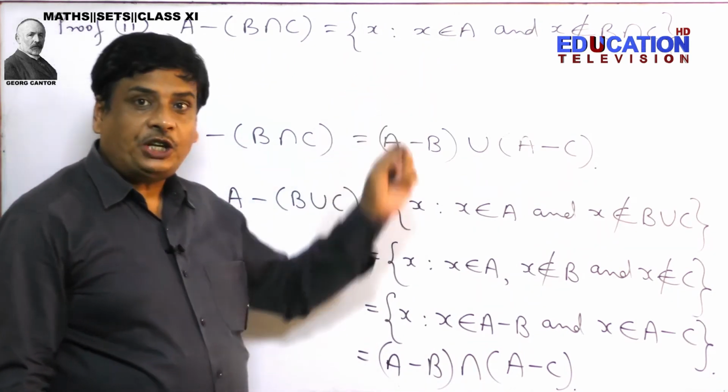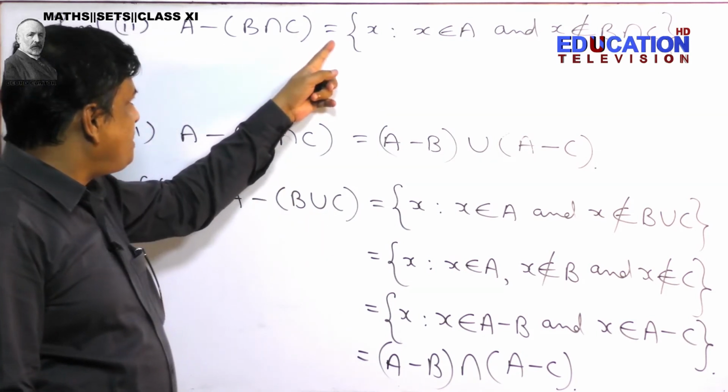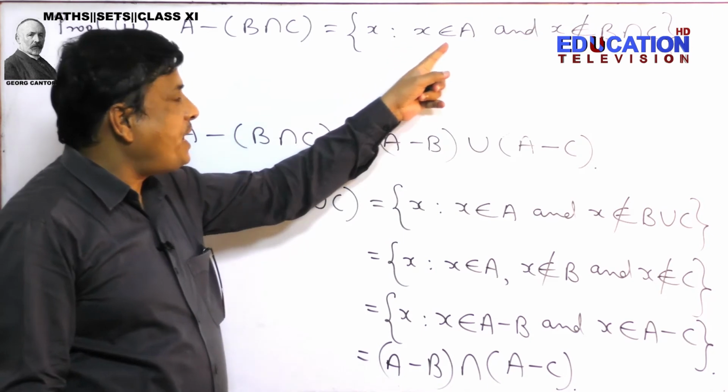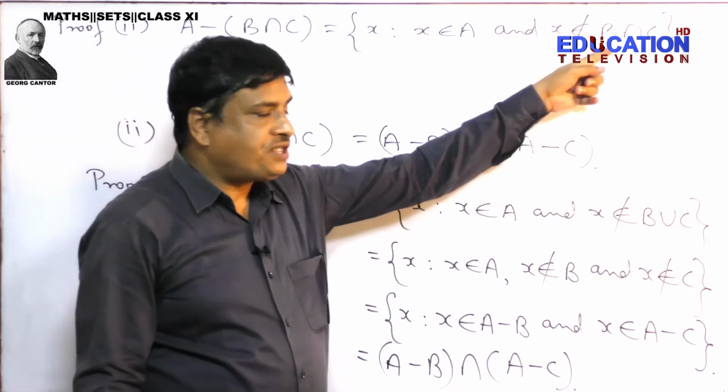It is written by the definition of difference of two sets. A minus (B intersection C) is a set of elements x such that x belongs to A and x does not belong to B intersection C.